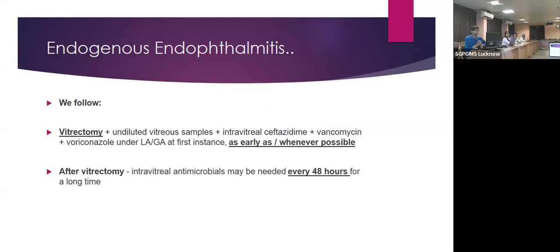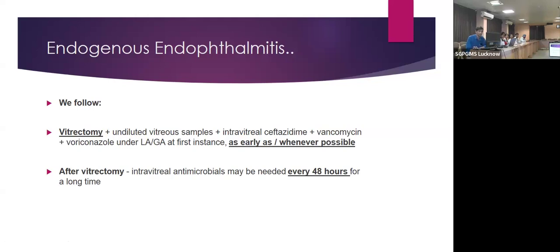And we follow this vitrectomy. We recommend immediate vitrectomy, as early as possible, whenever possible. This is the only treatment for endophthalmitis, and vitrectomy is done for two purposes. First of all, we must try to get undiluted vitreous samples. That is the only way to ensure what kind of organism you are facing, and there is no other way. Vitrectomy is the only tool by which you can get these samples properly and undiluted. But this is a surgically demanding thing.